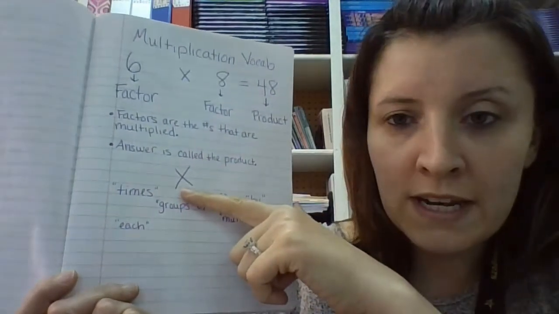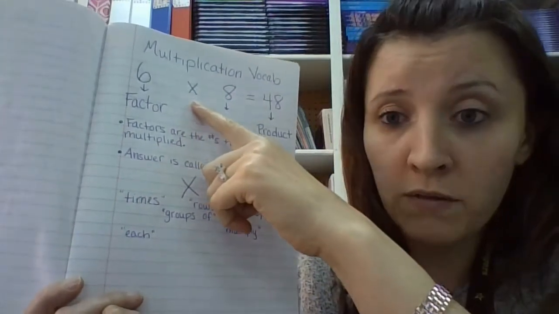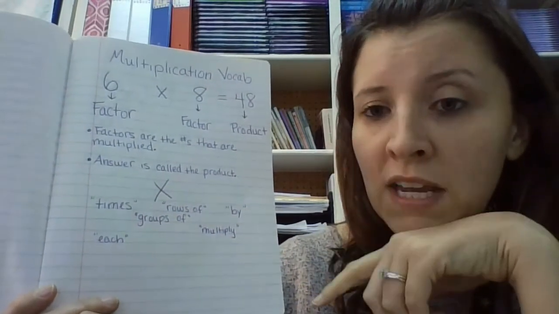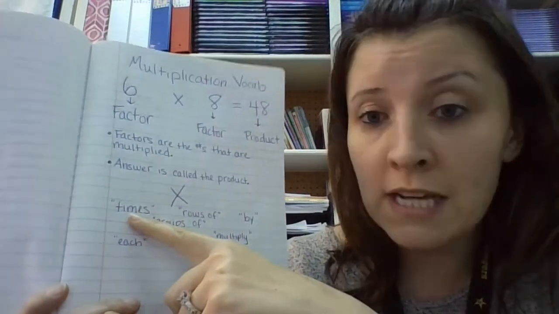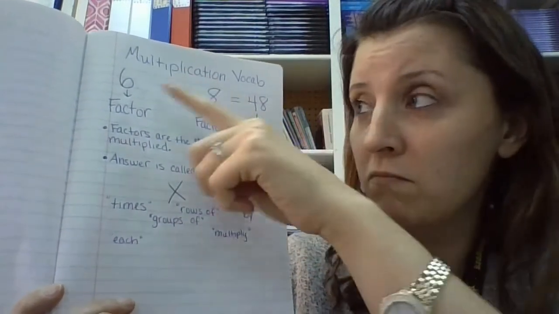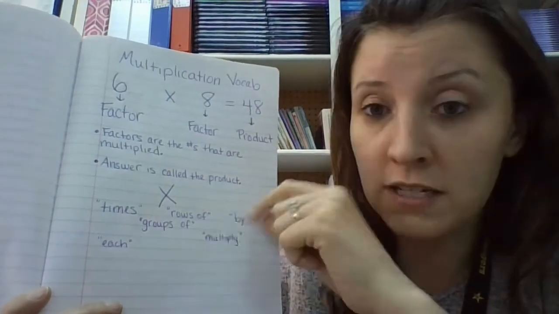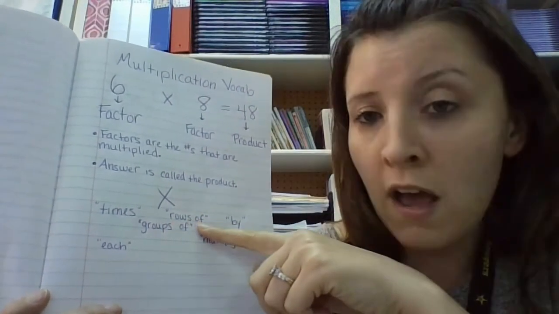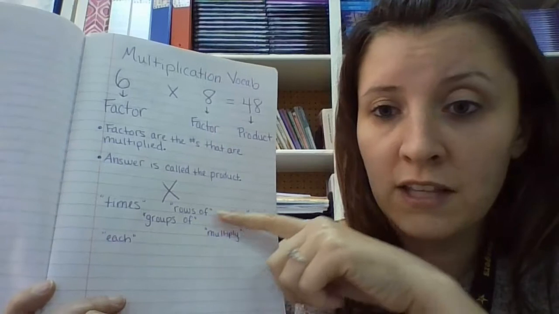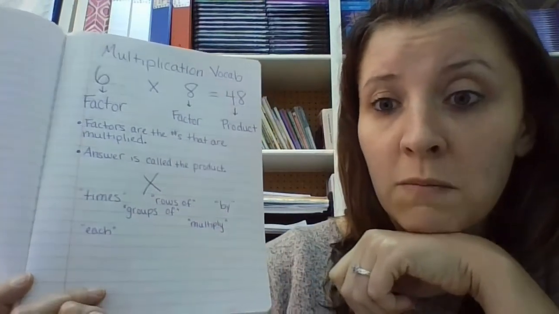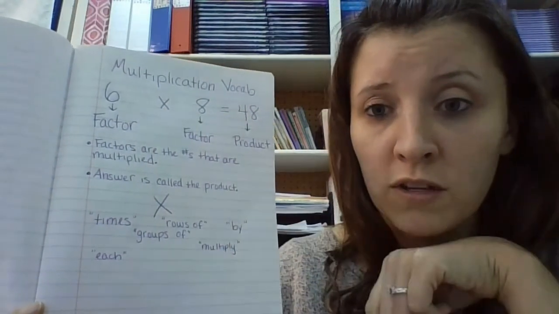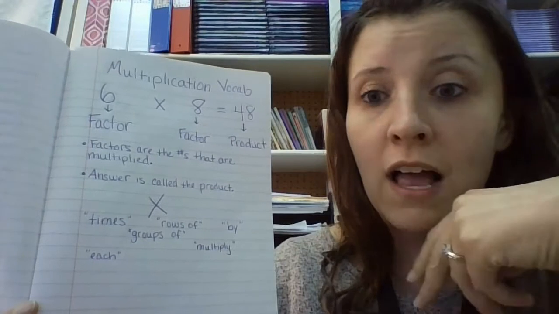Here I have just written an X, the multiplication symbol, and then I have written words that I can say that mean to multiply. The first one is times, and I said that when I read the problem: 6 times 8. Next is rows of. This will be important when we start talking about an array, one strategy for multiplication. I could say 6 rows of 8, so 6 rows and then 8 in each row, or 8 columns.